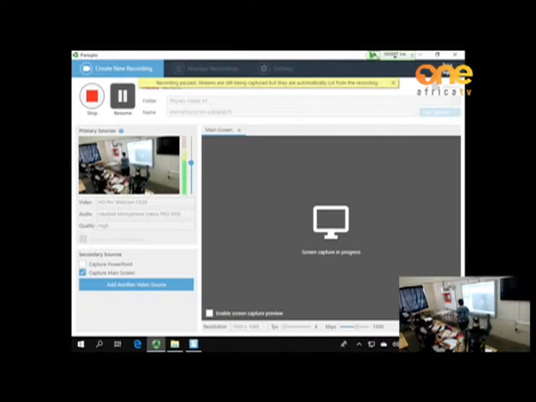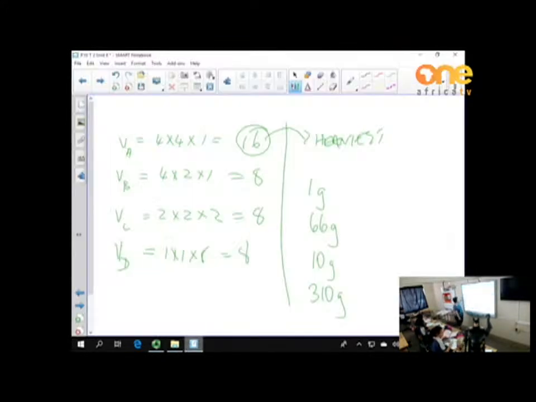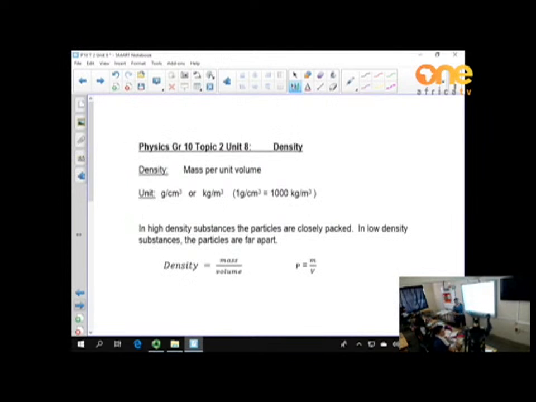Did you have another worksheet? No. Oh, that was with the chemistry. All right. I want to carry on with density. Yes. Okay, so we can carry on here. Okay, grade 10s. I want to carry on with density. That's the next unit, unit 8.